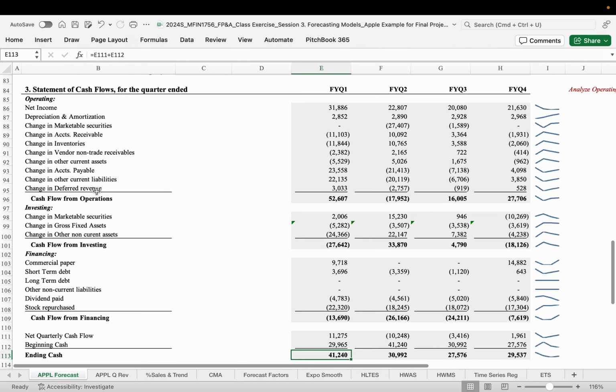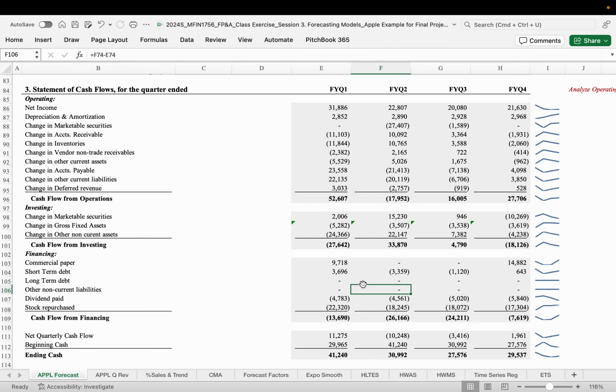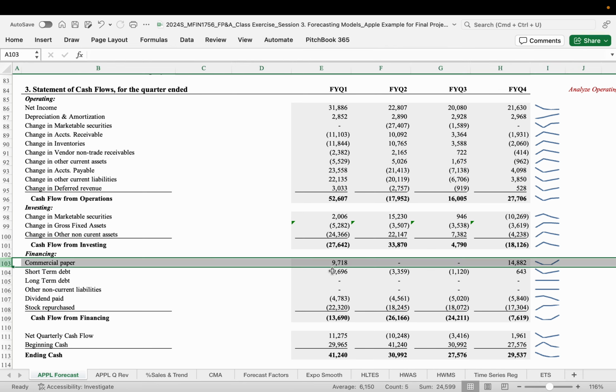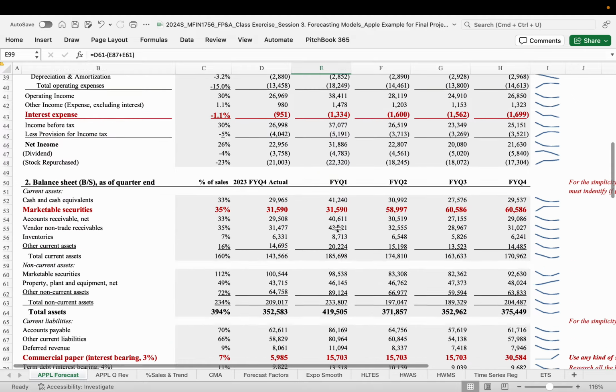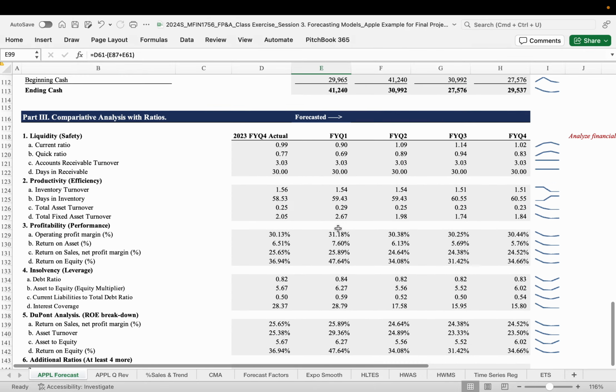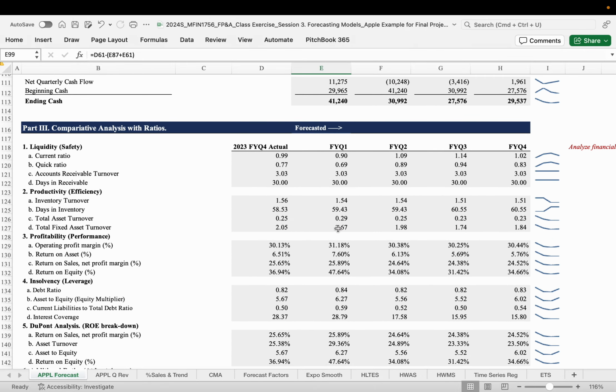So the statement of cash flows is generated, and you see the commercial paper here in financing, right? 9 billion and then 14 billion. They increased the commercial paper, right? And then short-term debt decreases, and all these numbers are from the balance sheet and income statement we forecasted, right? And the comparative ratio analysis is the easiest topic in finance or accounting.